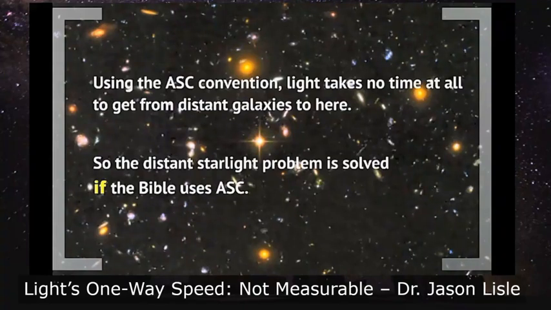If the Bible uses what's called an anisotropic synchrony convention, anisotropic meaning different in different directions, then there is no distant starlight problem. God makes the stars on day four, and their light arrives on Earth instantaneously, even today. So you're seeing the universe in real time if you choose this convention. The only issue is, does the Bible use that convention? And I think it does.